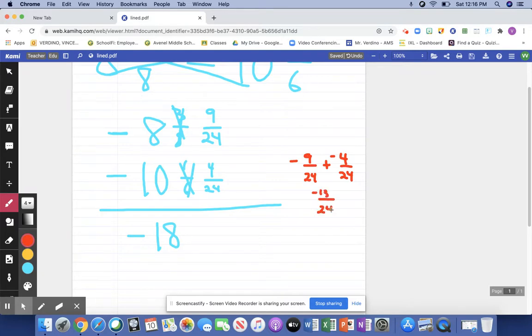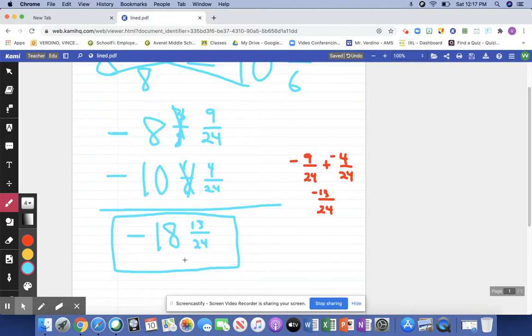So you could do it this way. And that's part of that negative sign here. So you're really just going to have 13 over 24. All right, and that was our final answer. So this is a little bit easier to do in a stacked form. You can still do improper fractions. That's totally up to you. All right, so you'll get negative 18 and 13/24 as an answer.